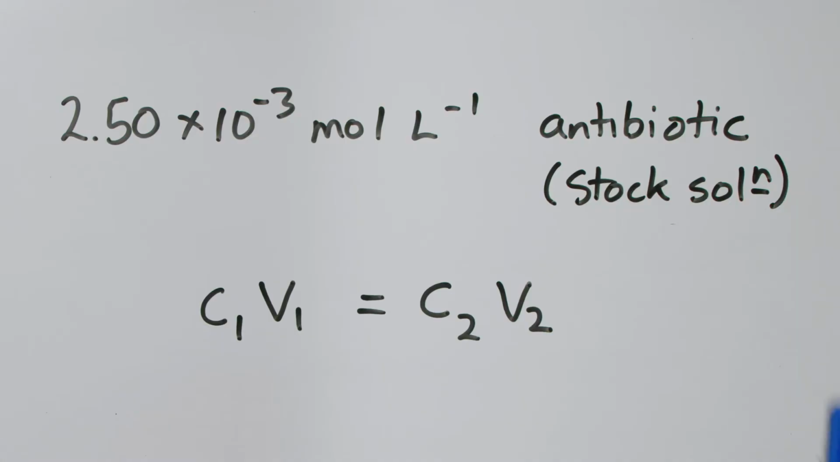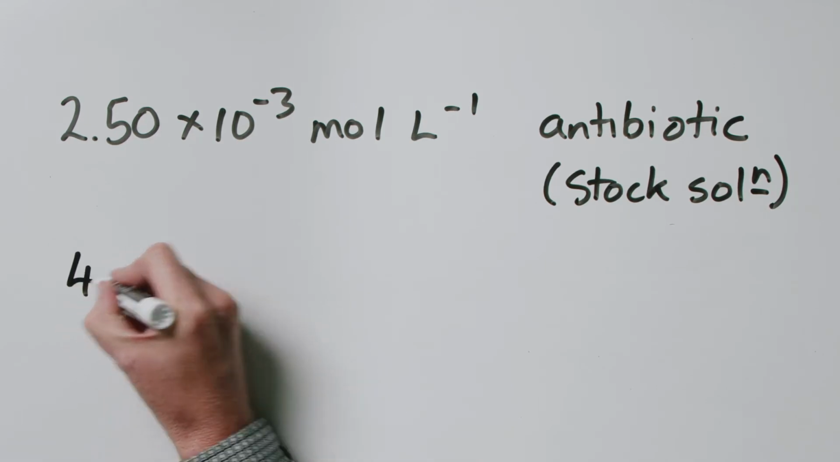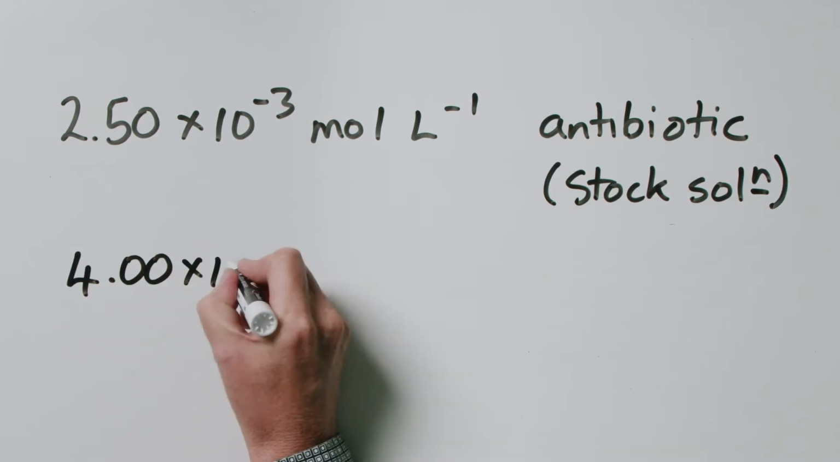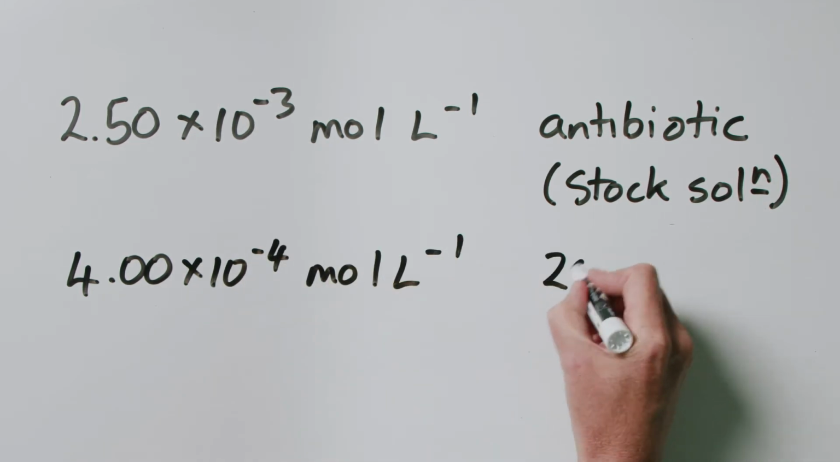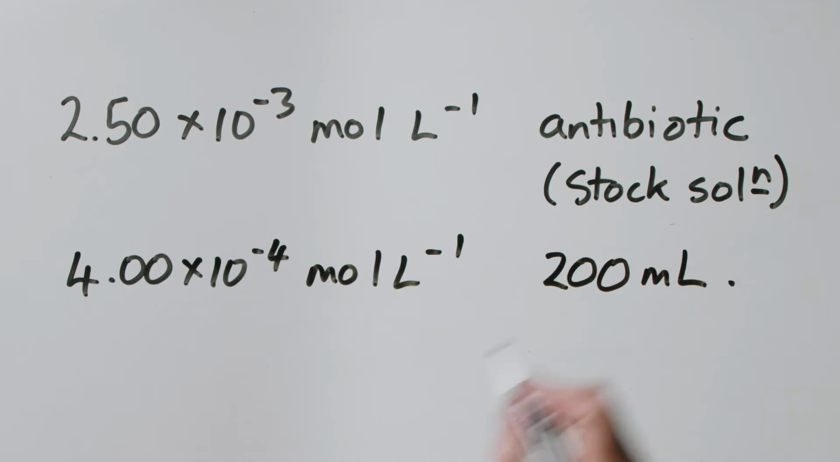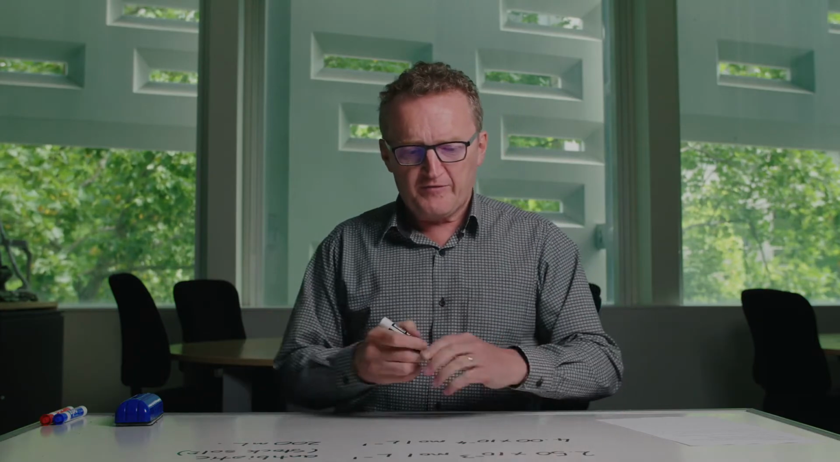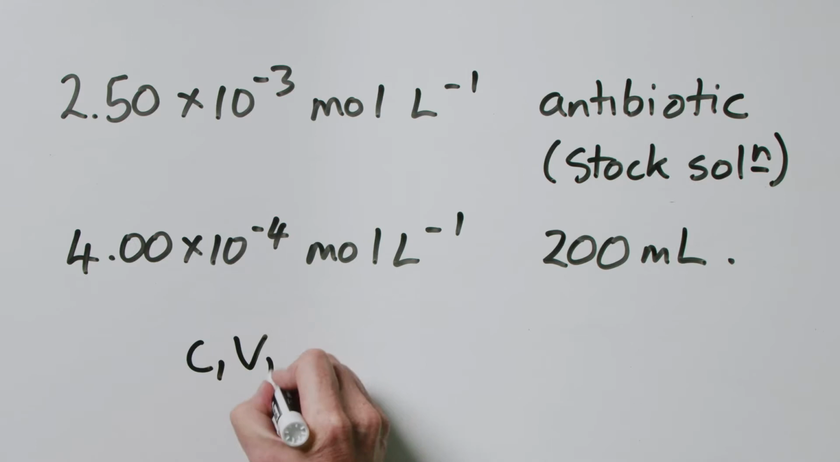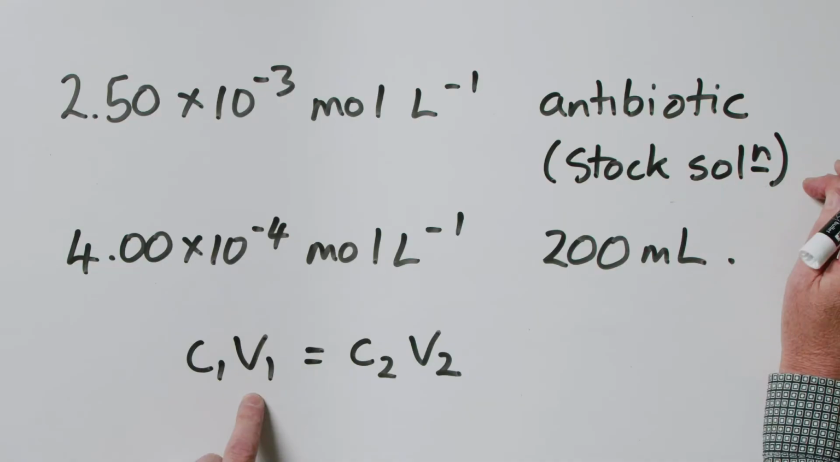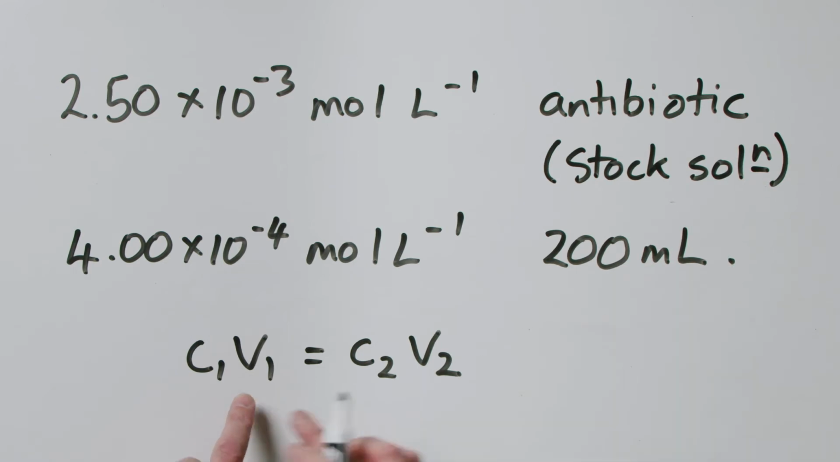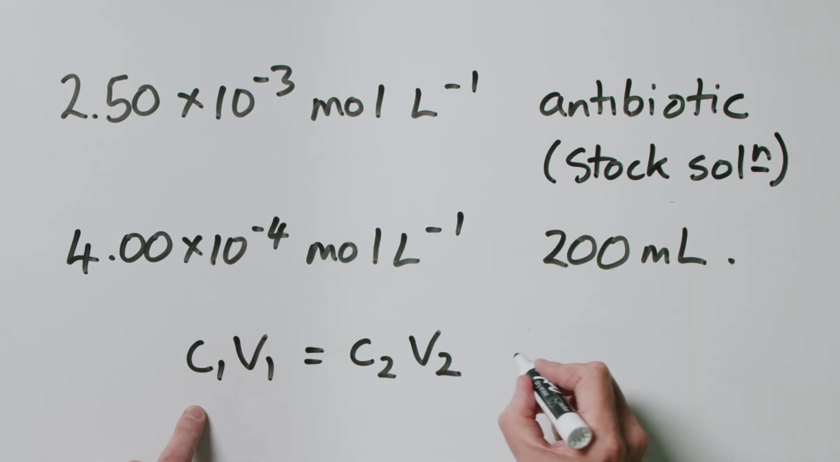So remember, what we had, or what we wanted, was a solution that was 4.00 times 10 to the minus 4 mole per litre, and we wanted 200 mils of that. So all that we're doing is doing this now a different way. We're saying C1V1 is equal to C2V2. We want to find V1. We want to find the volume of our stock solution that we're going to need in order to make up this final solution here. So let's rearrange this equation.